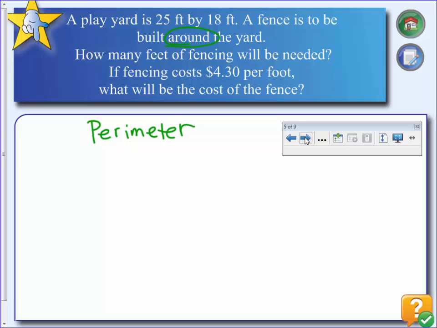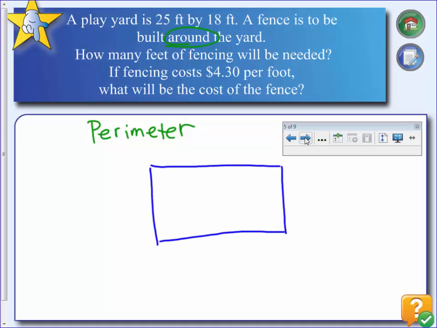Okay, so the question is how many feet of fencing will be needed? And then there's another question that says if fencing costs $4.30 per foot, what will be the cost of the fence? So there's two questions we have to answer. So go ahead and pause it and see what you can figure out. Draw yourself a picture. My picture ended up looking like this.